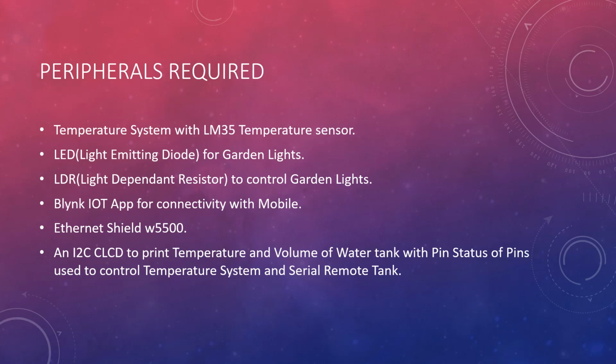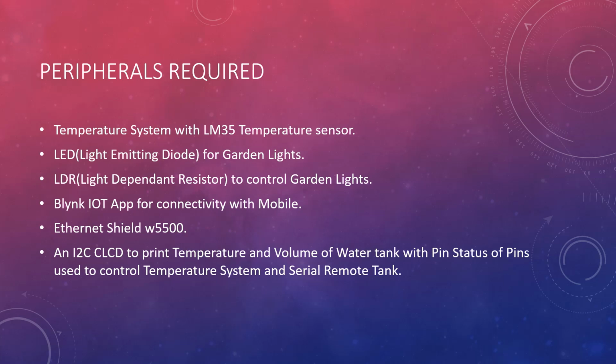Then an I2C CLCD. CLCD is basically character liquid display. It will display the output sensed by the temperature sensor and by the serial water tank. It will display on a character liquid display to print temperature and volume of the water tank, with the status of pins used to control the temperature system and serial remote tank.